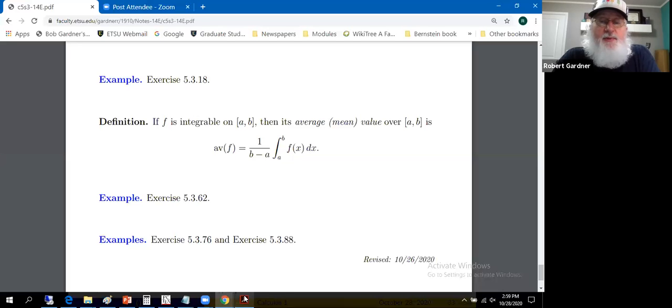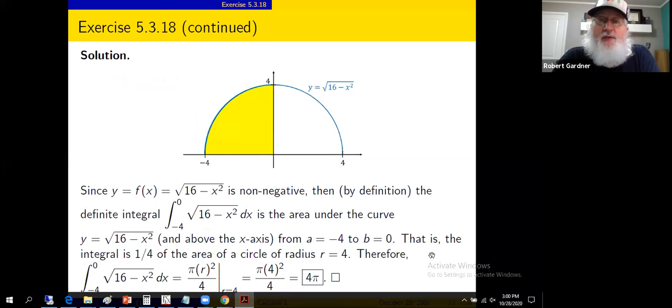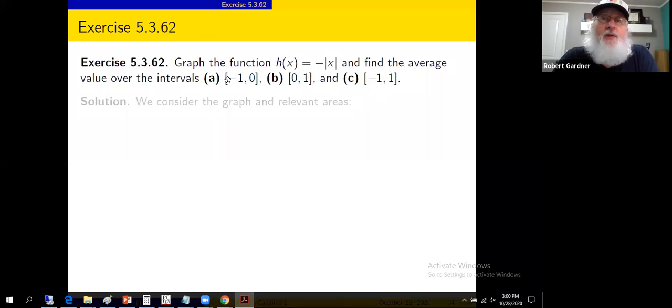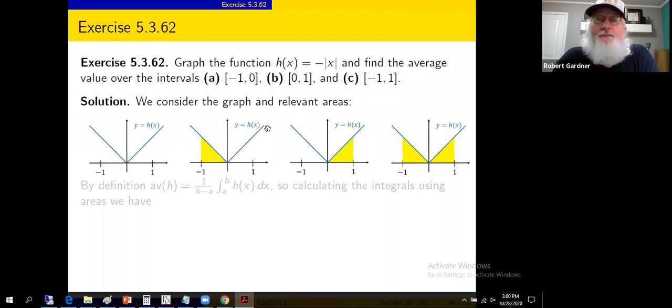Let's look at 3 more examples, some of which will illustrate average values. Number 62, graph the function h of x equals negative absolute value of x, and find the average value over the intervals -1 to 0, 0 to 1, and -1 to 1. And whoops, I must have a typo there. Let's take h of x equals positive absolute value of x. I believe I got a typo there.